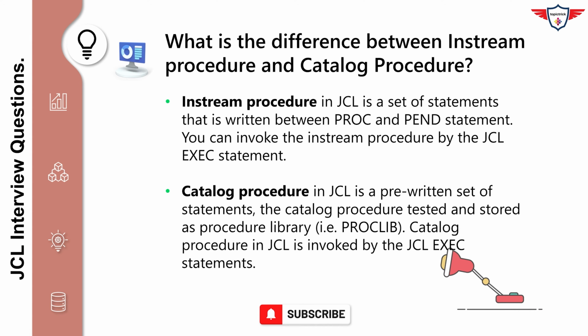The catalog procedure in JCL is a series of JCL control statements that are stored in a partitioned dataset or procedure library. You can invoke a catalog procedure from any JCL by using EXEC statements.